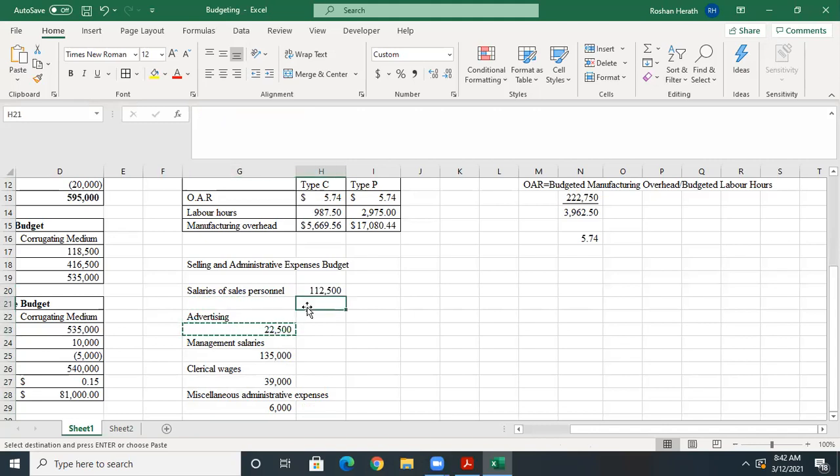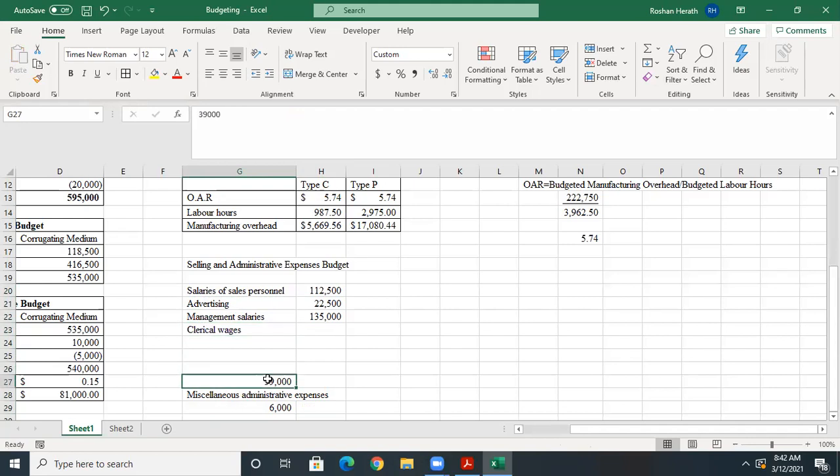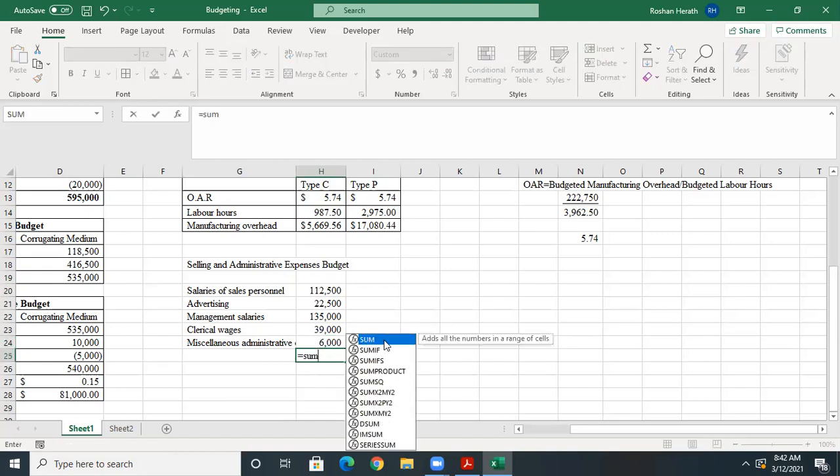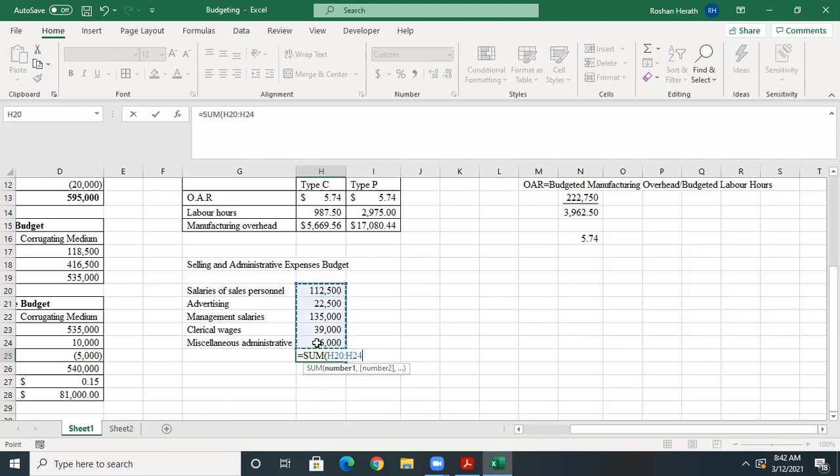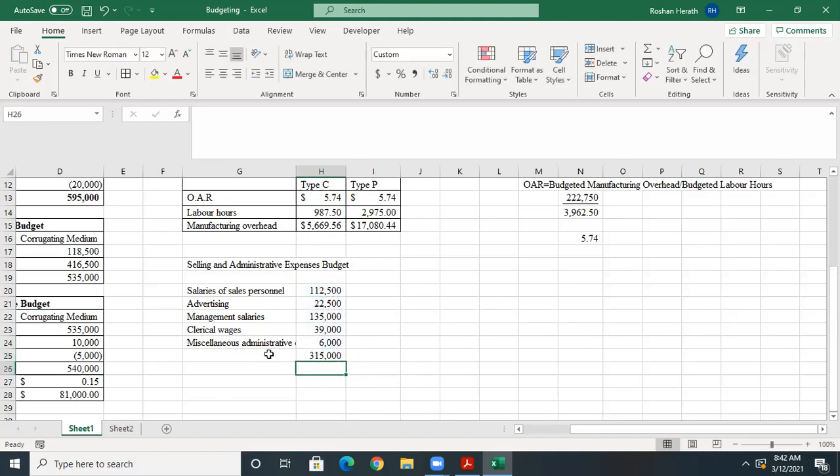That's all you've got to do. So you take the salaries of the salesperson first, then you take the advertising, the management salaries, the clerical wages, and finally the miscellaneous administrative expenses. So you get them. Right. Now you can take the total, and that is your selling and administrative expenses budget.